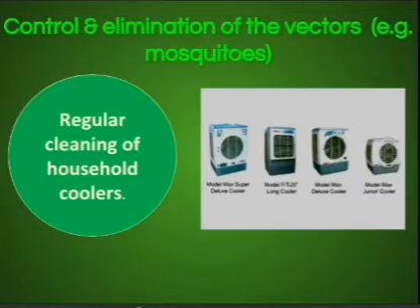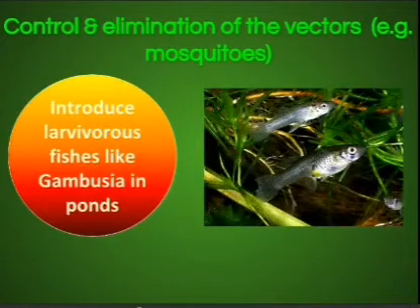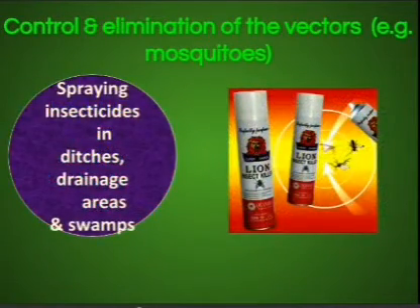Control and eliminate the vectors at your home via regular cleaning of household coolers, because they are places where mosquitoes can breed. Always use mosquito nets while sleeping, and introduce certain larvivorous fishes like Gambusia in the pond, because Gambusia eats up all the mosquito larvae.